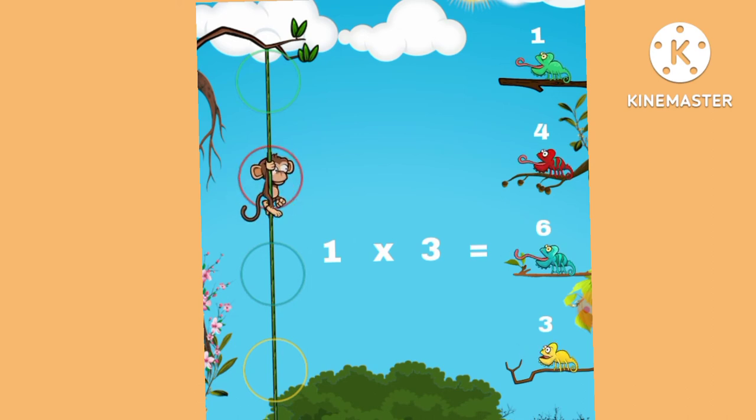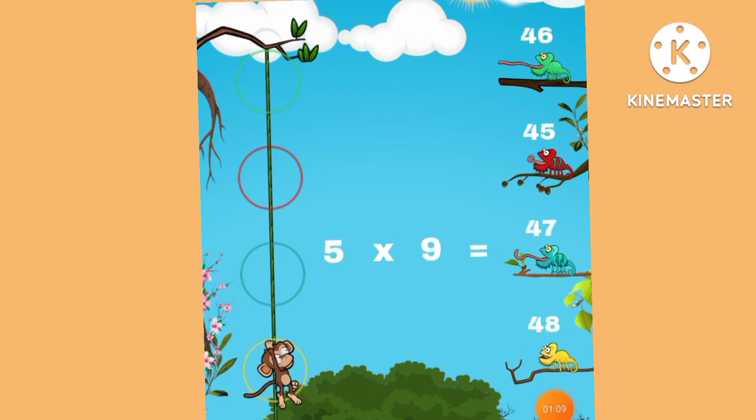Correct. Ang next question natin is 1 times 3 equals 3. So, dito tayo magbibigay ng banana. Ayan. Yay! Next question is 5 times 9 equals 45. Yay!